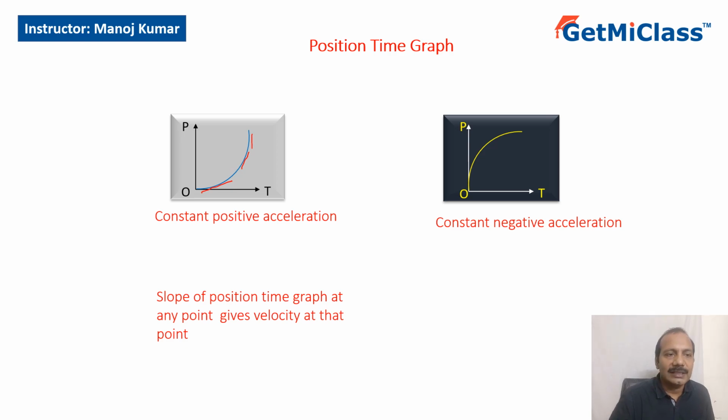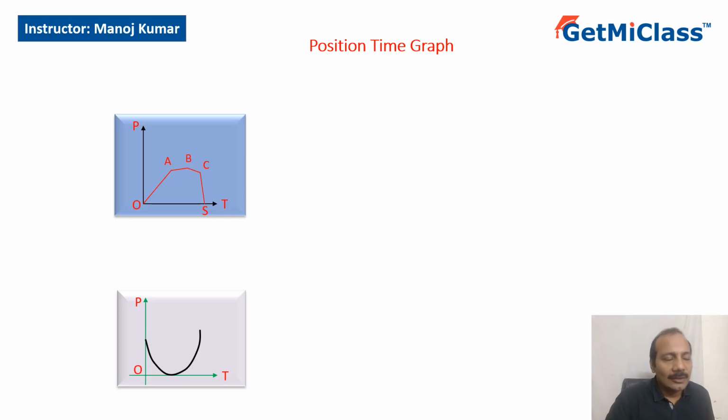So in general, if I have a curve upwards like this, I can say that acceleration is positive. And if I have a curve downwards like this, I can say that acceleration is negative. So in a position time graph, an upward concave curve implies positive acceleration, and a downward concave curve implies negative acceleration. Now let's go further.